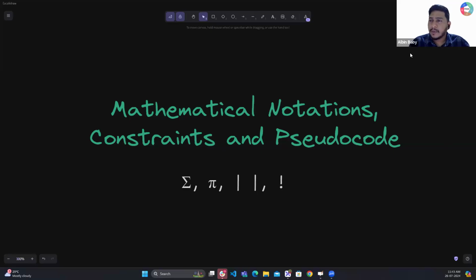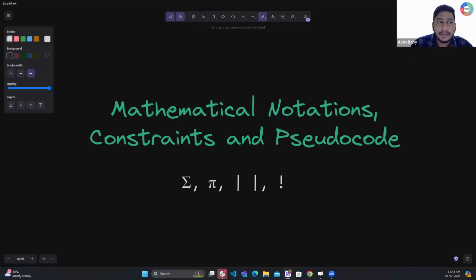Okay, so welcome everyone to today's class. Today we'll be learning about mathematical notations, constraints, and pseudocode. Basically, these all are important terms. These three things are important because it's not that you should know maths in depth, but these basic math notations you should be aware of. So we'll be discussing that.